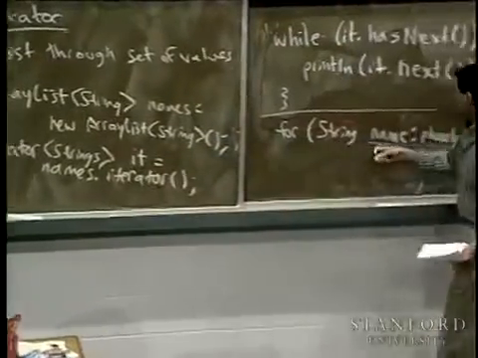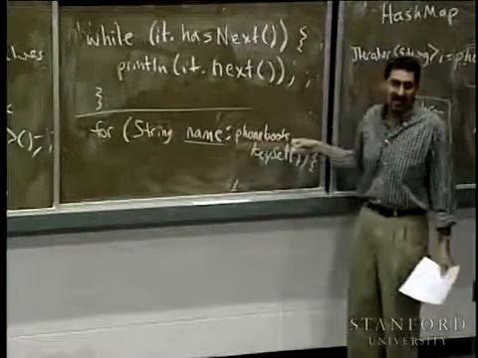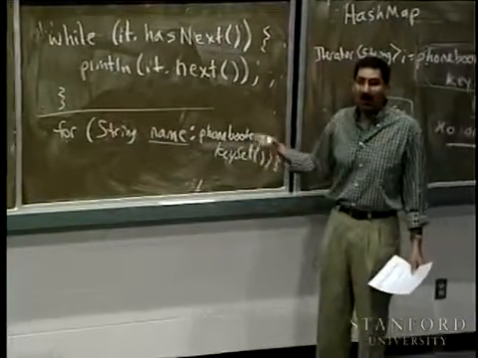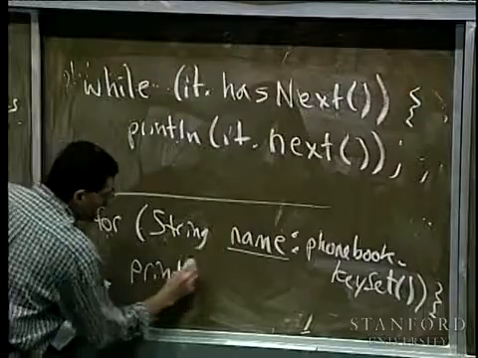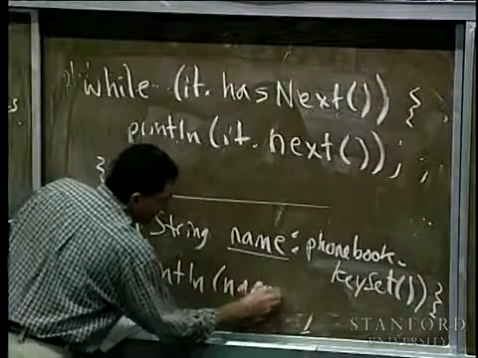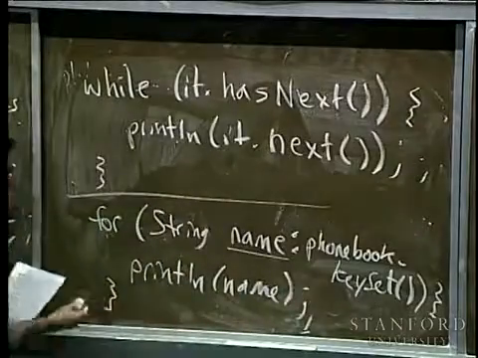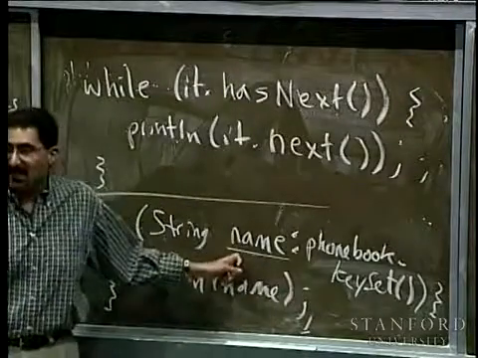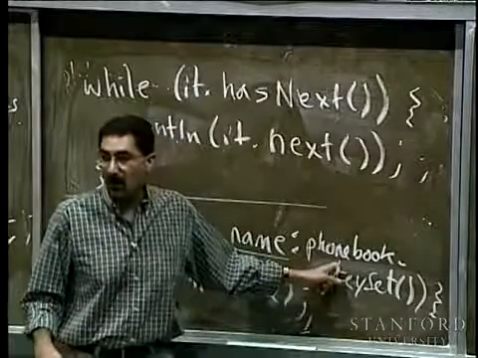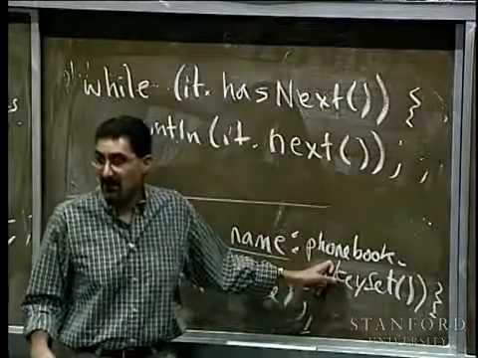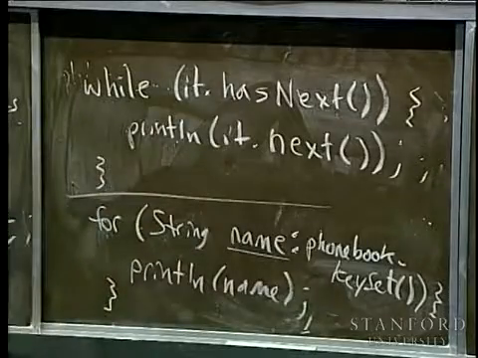So we could say, hey, for every string name, colon names. And that means give me the name one at a time out of names. And inside here we could do something like println name. So name is just a variable. The way you can think of name is getting the value one at a time of an iterator over whatever you specified here. But the funky thing about this is you never created the iterator.